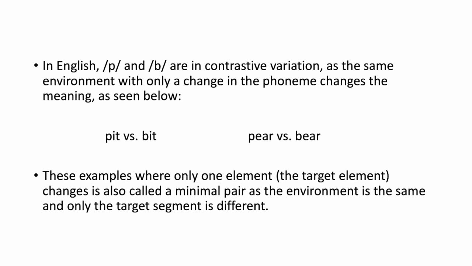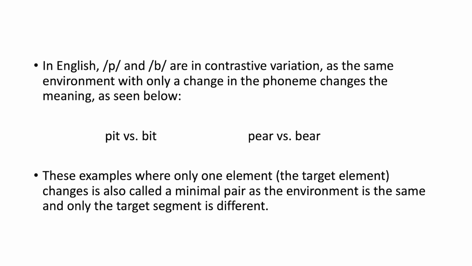So, for example, the same environment would be the IT in pit and bit. However, we only change the P and the B here, and it creates two different meanings. Same thing with pair and bear, and so on and so forth. In these examples where only one element, or the target element, changes, is also called a minimal pair because the environment is the same and only the target segment is different. In this example, the target segment would be the P and the B, and everything else stays the same. The whole environment stays the same, which is why they are minimal pairs.